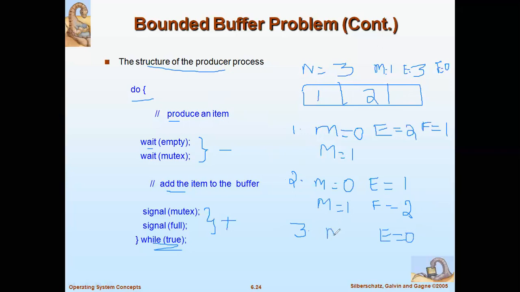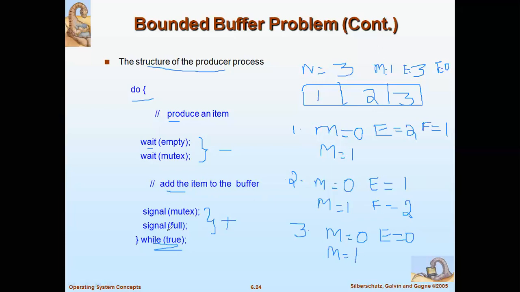What about mutex? Mutex is also going to decrement. So empty is going to be 0. That is when this 3 is added, right? So now we have 0 empty buffers. So after the item has been added to buffer, signal mutex, which is m becomes 1.